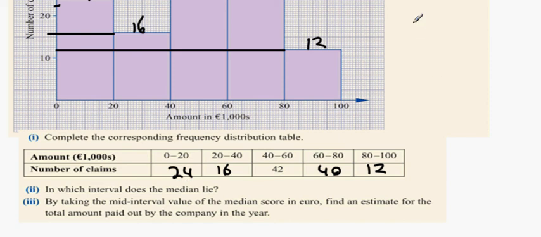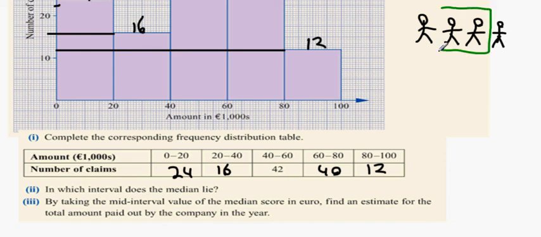Now the thing I remembered about the median is, if you have an even amount of people, the median is the middle two people. When you have an odd amount of people, like the number 3, the middle is the middle person.